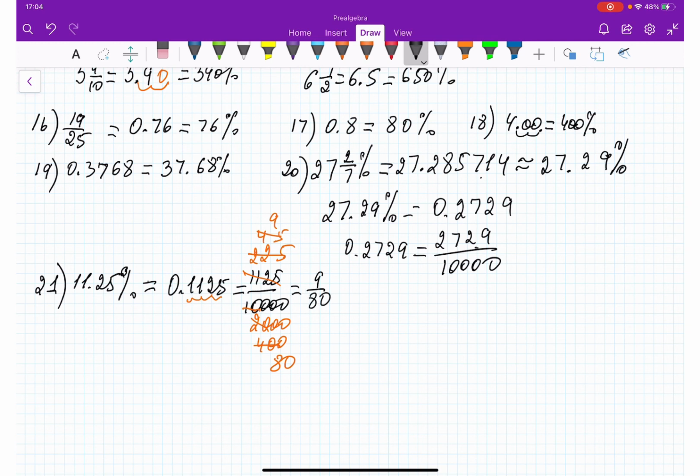See, this time there was no approximation, and we got the answer easily. And the last question, number 22. 18% is equal to 0.18, right? And now convert to fraction, it's going to be 18 over 100, because 18 has 2 decimal positions, so 1, 2. Let's reduce by 2, it will be 9 over 50. And that's it. We are done.